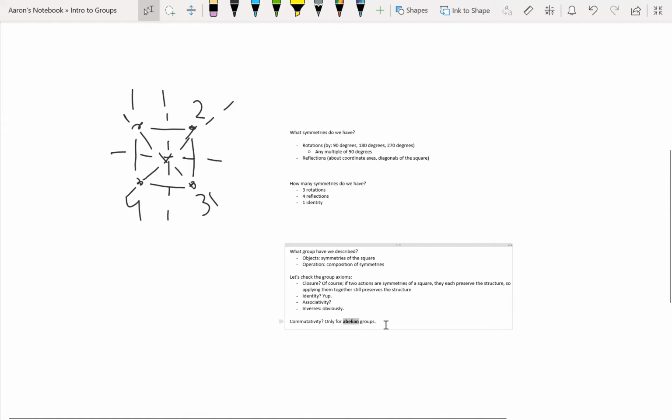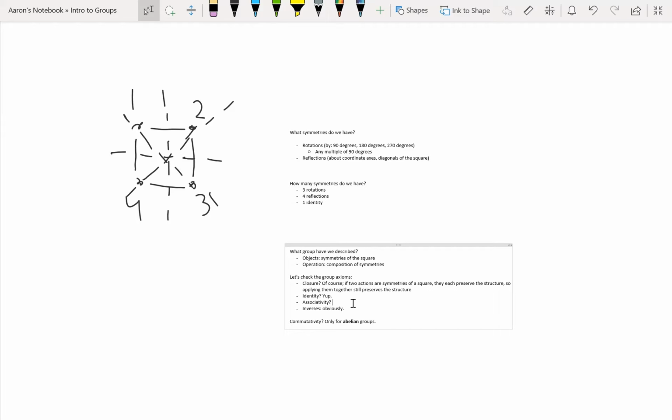And this is named after the mathematician Abel, who was sort of a founder of the field of group theory. And this literally just means a commutative group. So we don't actually require commutativity. So we do need to care about the order in which we apply operations. If you apply a reflection and then you rotate, that should be different than first rotating and then applying a reflection. Those should be different things.